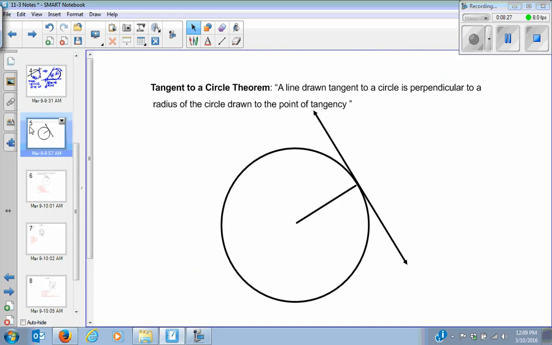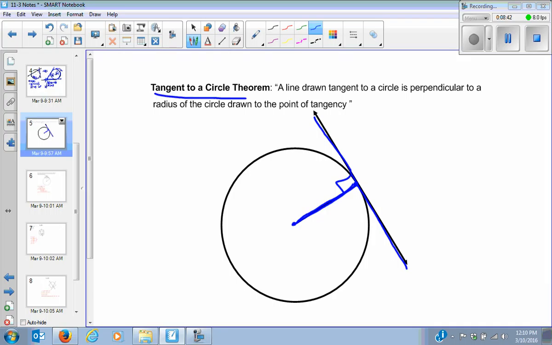All right, the tangent to a circle theorem says if I've got a radius right here, which I know is the radius because it goes from the center to the exterior, and I have a tangent line, those two intersect at this point right here. I know that that forms a 90-degree angle. That's what the tangent to a circle theorem states.